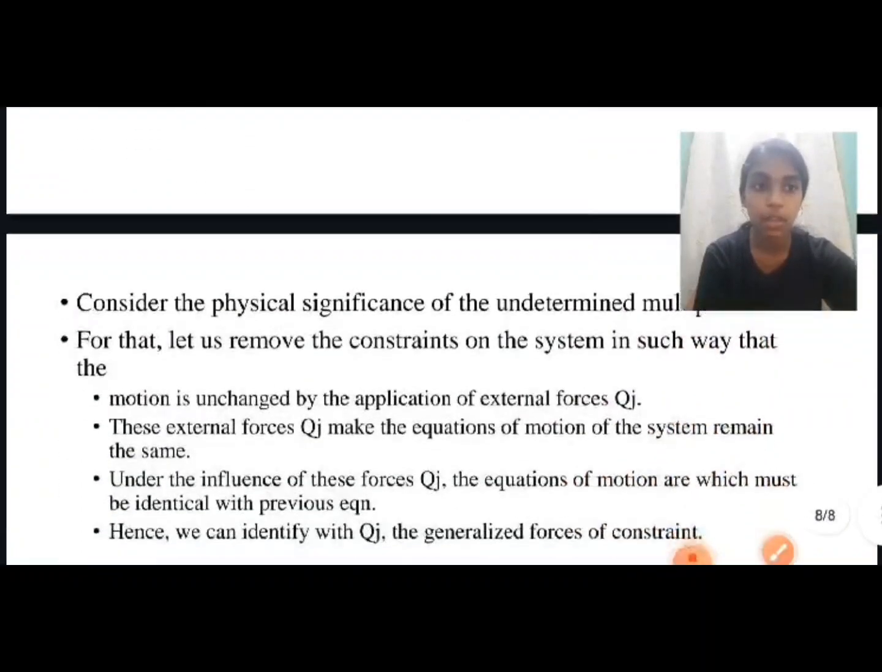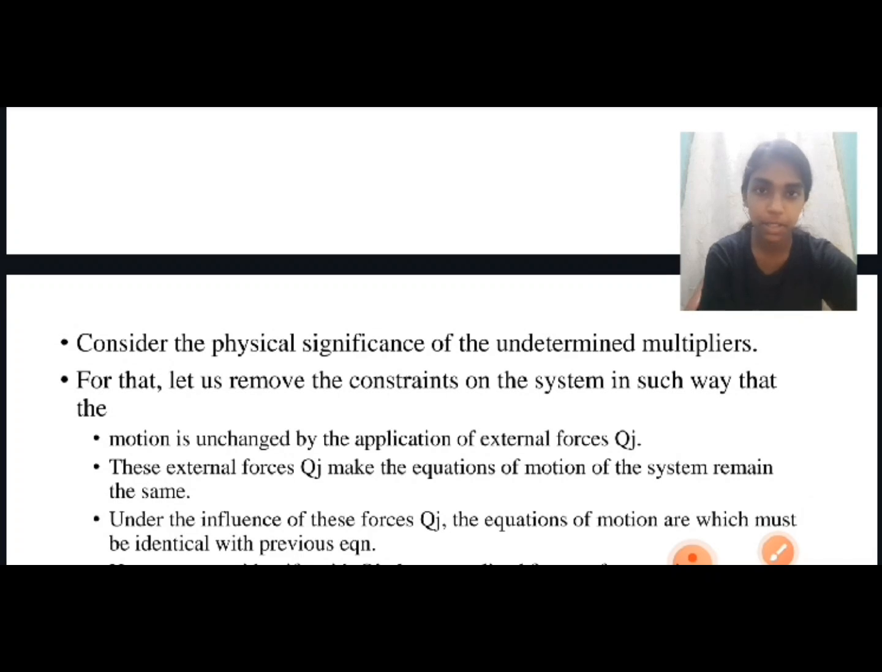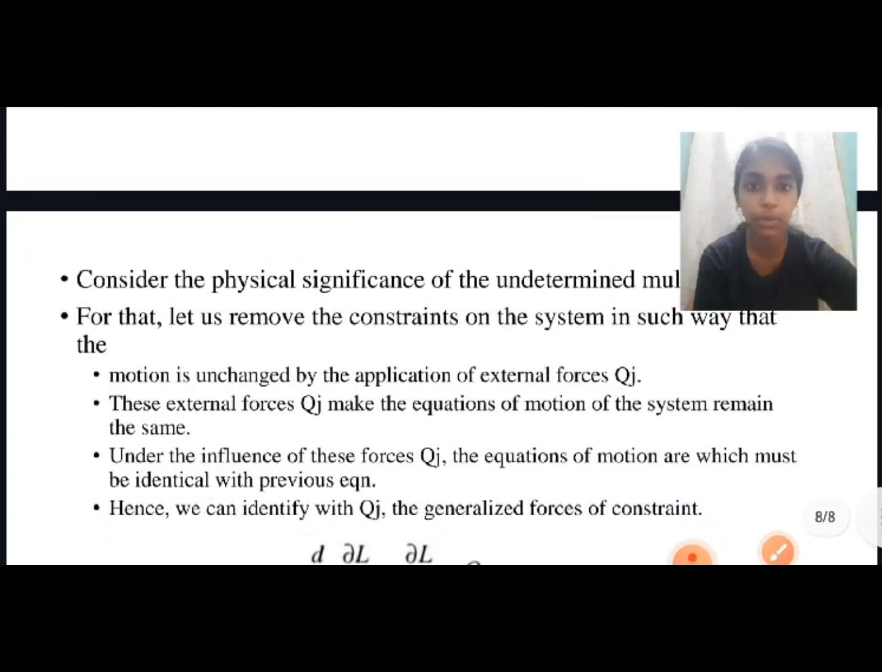So at last, we will be considering the physical significance of the undetermined multipliers. For that, we should remove the constraints on the system in such a way that we introduce the external forces Qj. By the application of the external forces Qj, the motion is unchanged and the equations of motion of the system remain the same. Under the influence of these forces, the equations of motion are identical with the previous equation. So we can identify with Qj the generalized forces of constraints.